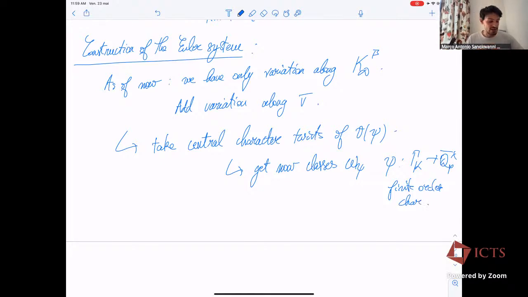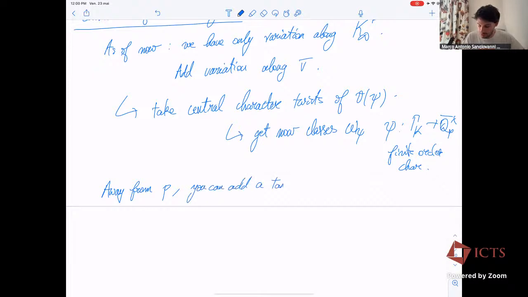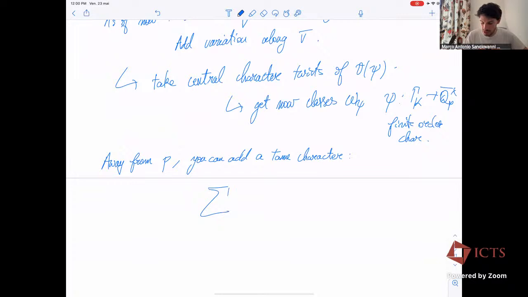So I'm just saying that you can upgrade the construction that I did before to get classes that are defined over abelian extensions of k, and also you can do this away from p. You can add a tame character. So you would consider something like a stabilization.